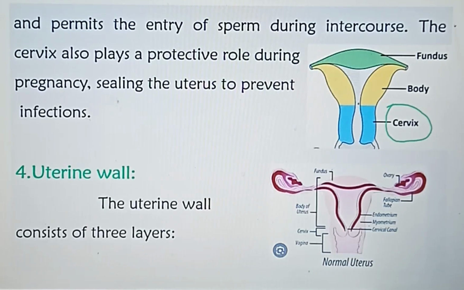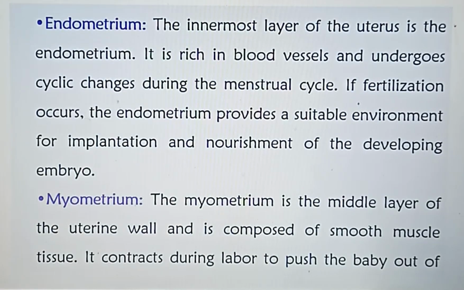Uterine wall. The uterine wall consists of three layers. Endometrium. The innermost layer of the uterus is the endometrium. It is rich in blood vessels and undergoes cyclic changes during the menstrual cycle. If fertilization occurs, the endometrium provides a suitable environment for implantation and nourishment of the developing embryo.